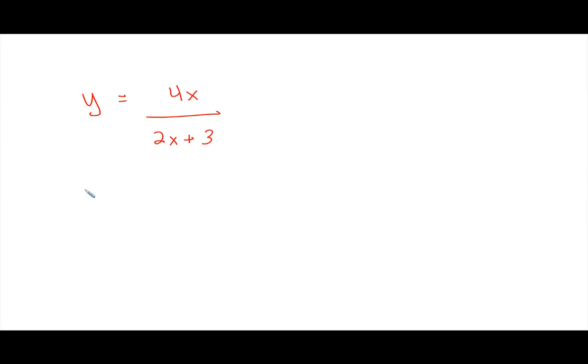So we're just going to quotient rule this. The quotient rule says we take the bottom, so we've got the bottom here, 2x plus 3, times the derivative of the top, which is 4, minus, put a bracket, we have the top, times the derivative of the bottom, which is just 2.